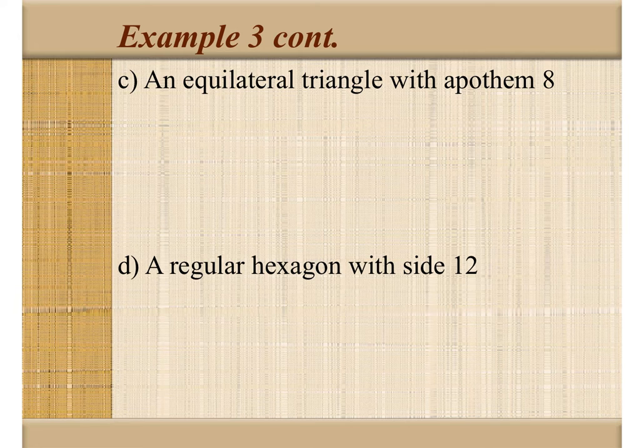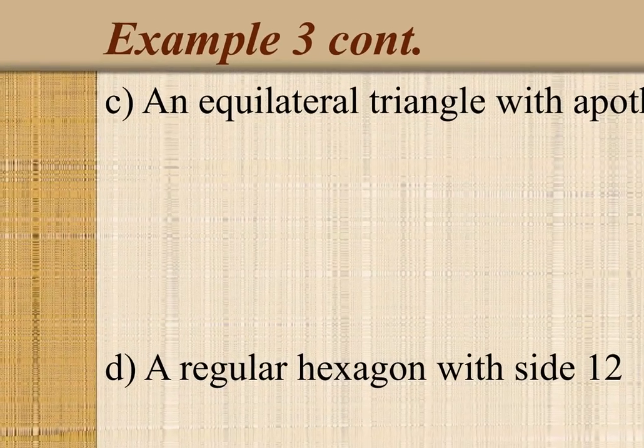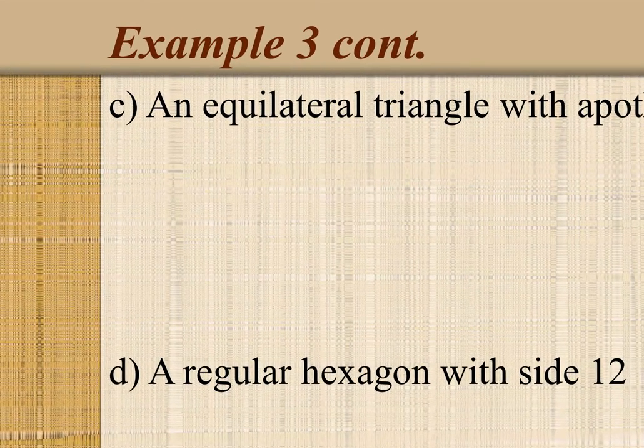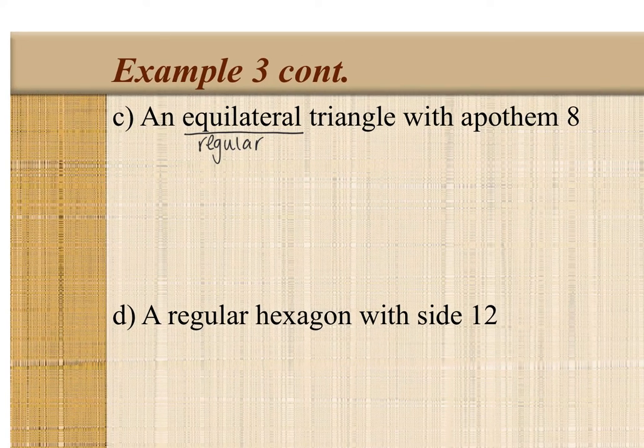Which is 40. All right, one more example. An equilateral triangle with apothem 8. Equilateral means what? All the sides and all the angles are equal. Therefore, we can say it's the same as regular, right? All right, so it's a regular triangle. How many sides does a triangle have? N equals 3. And our apothem is 8.